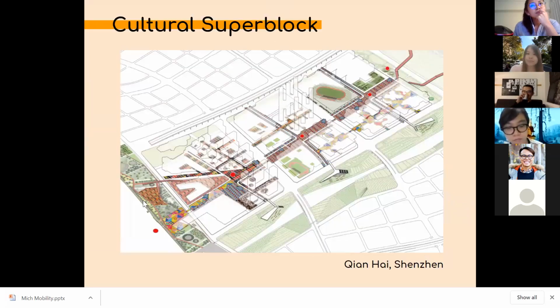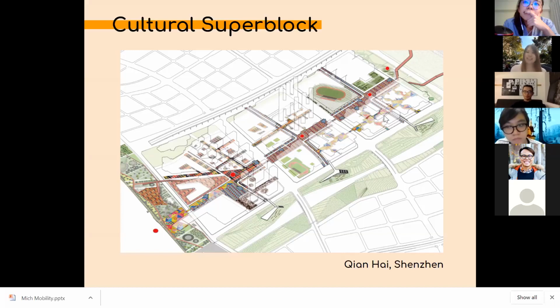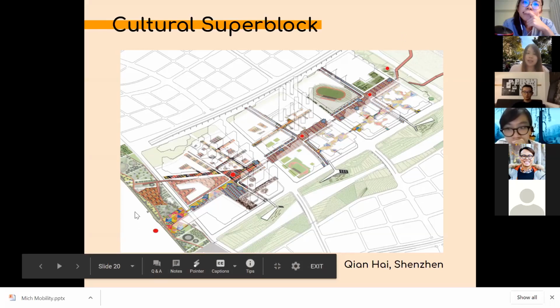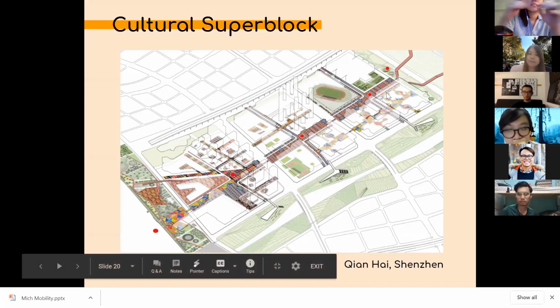So this is our proposal for Qianhai, Shenzhen. As you can see, there's an axis, a colorful axis here, and it's meant to be that colorful to improve the walking experience. People will tend to like to walk on vibrant streets. Qianhai is a coastal city, so there's a bay here and a mountain here. This axis is to connect the mountain to the bay. And also there are a lot of different activities and superblocks around.